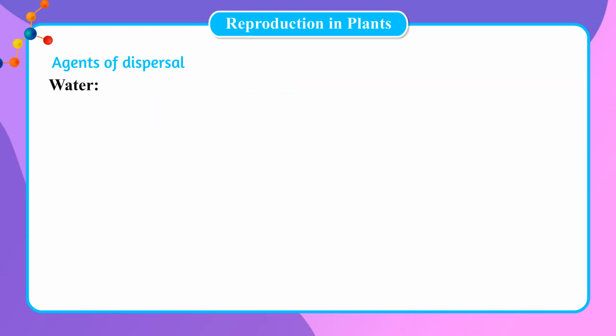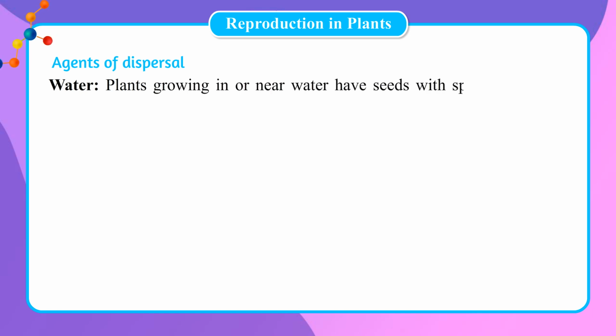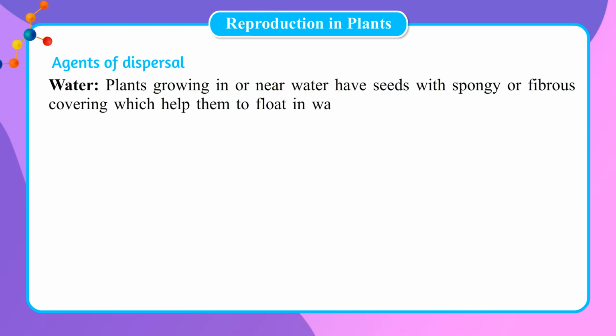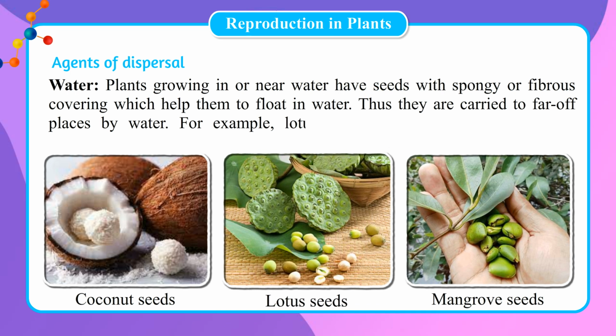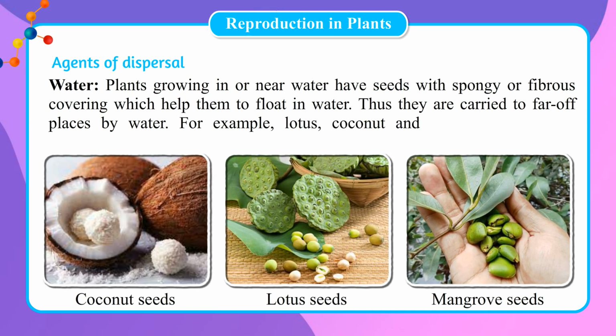Water. Plants growing in or near water have seeds with spongy or fibrous covering which help them to float in water. Thus, they are carried to far off places by water. For example, lotus, coconut, and mangrove seeds are dispersed by water.